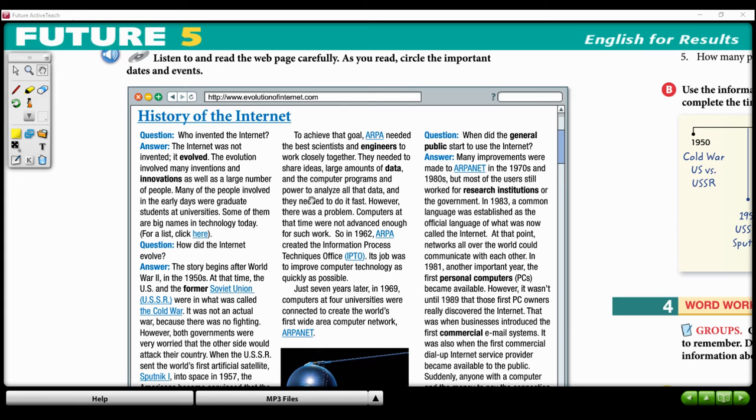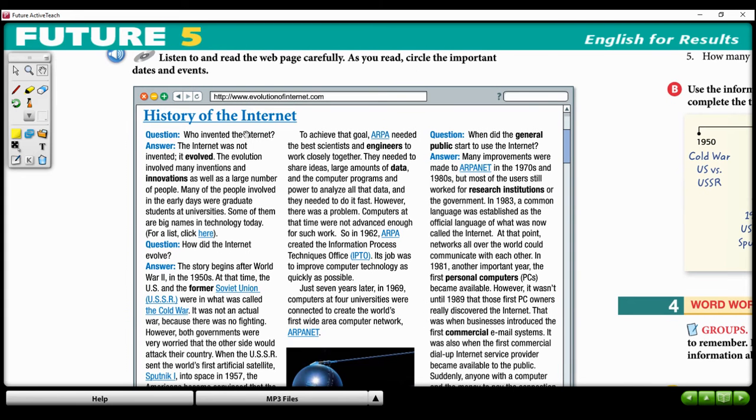History of the Internet. Question: who invented the Internet? Answer: the Internet was not invented. It evolved. The evolution involved many inventions and innovations, as well as a large number of people. Many of the people involved in the early days were graduate students at universities. Some of them are big names in technology today. For a list, click here.